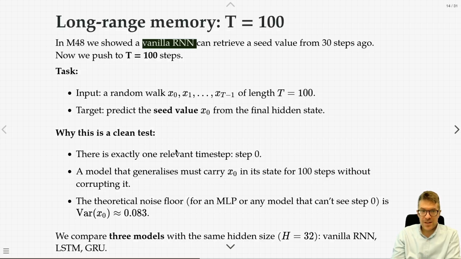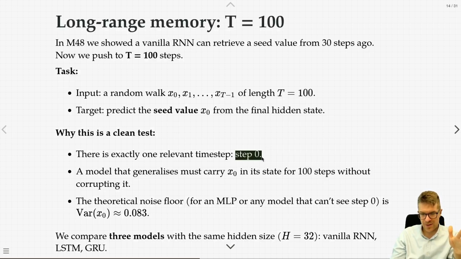So this is a clean kind of cartoon toy example. There's one relevant time step, it's the one at time 0. It's very controllable, there's no ambiguity with regards to the labels, and we ought to be able to have a model that can generalize what it's learned. It says I need to remember x sub 0, and I need to remember it for as long as possible, whether it's 30 steps or 100 steps, and I need to not overwrite it. There is a theoretical noise floor.